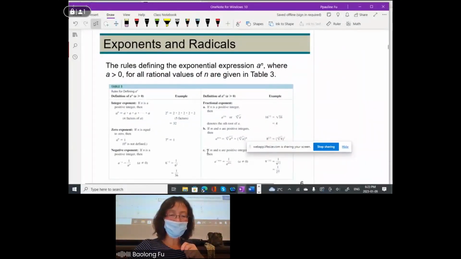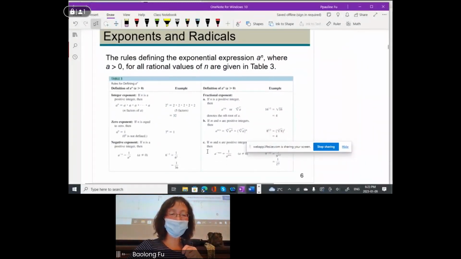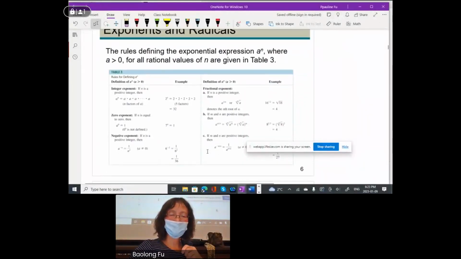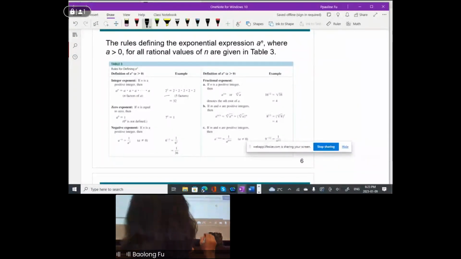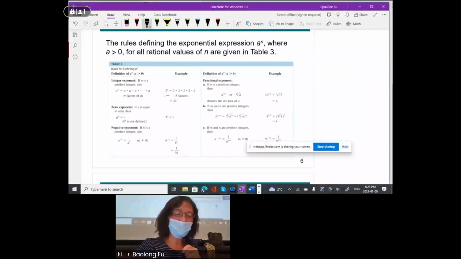Exponents and radicals. We just focus on the example. Make sure that you understand the example. So this example, 2 raised to power 5, maybe it is too small. 2 raised to power 5 means 2 times 2 times 2 times 2 times 2. You have five 2s.